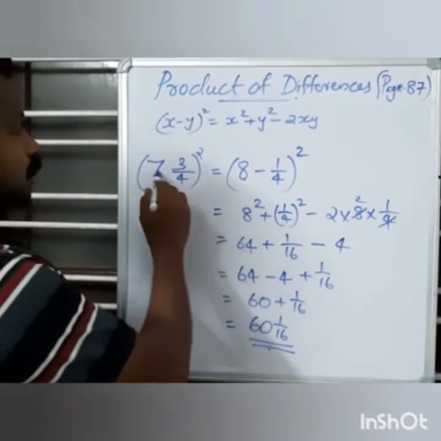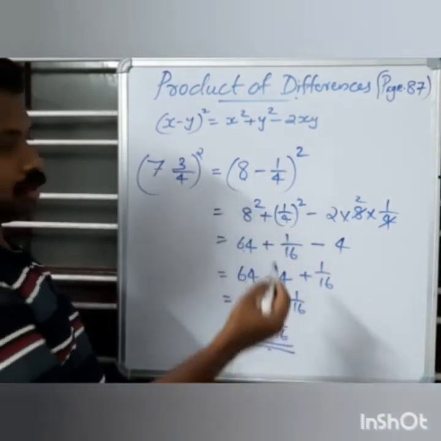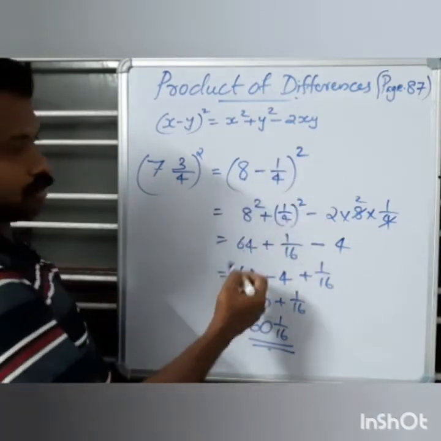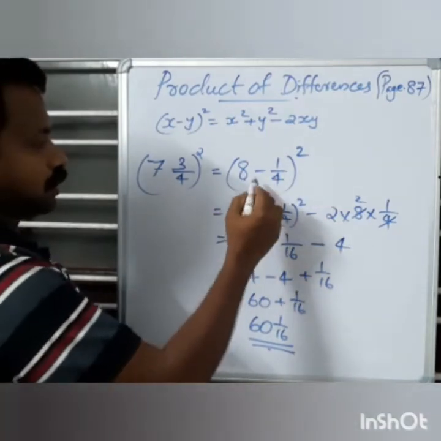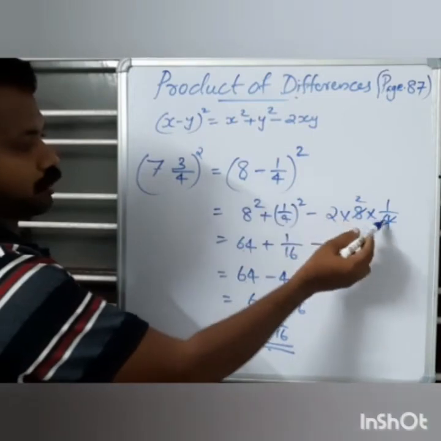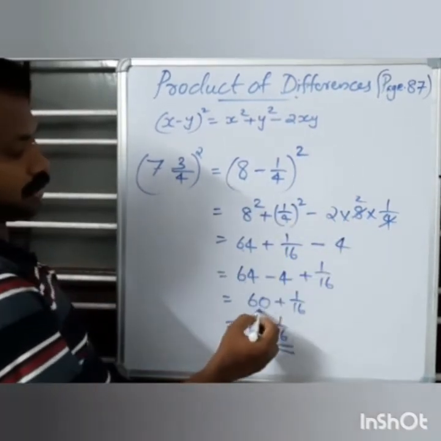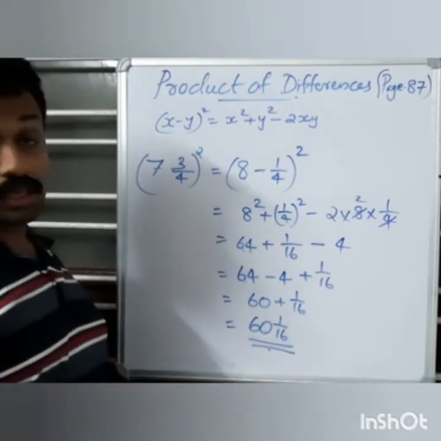So 7 3 by 4 we can write as 8 minus 1 by 4. From 8 we have to subtract 1 by 4. We will get 7 3 by 4. So 8 square plus 1 by 4 square minus 2 into 8 into 1 by 4. This will be cancelled, we get 4. 64 minus 4 is 60 plus 1 by 16 is 61 by 16.